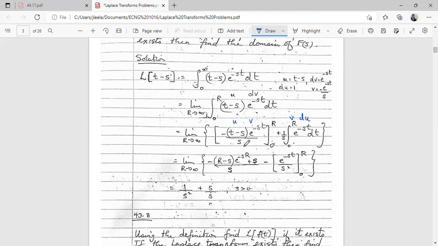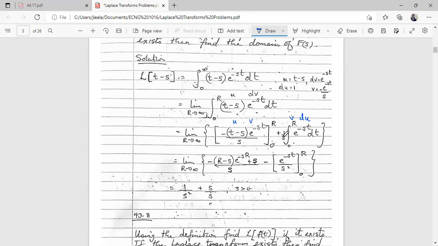Remember your uv, right? Remember this is t minus 5, e to the minus st over s, and a negative in front of it, right? And you're taking that between r and 0. And then you want a minus v du. So that'll be minus minus e to the minus st over s, right? Which is basically plus, right?